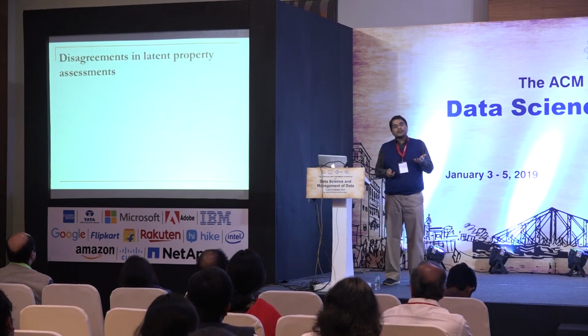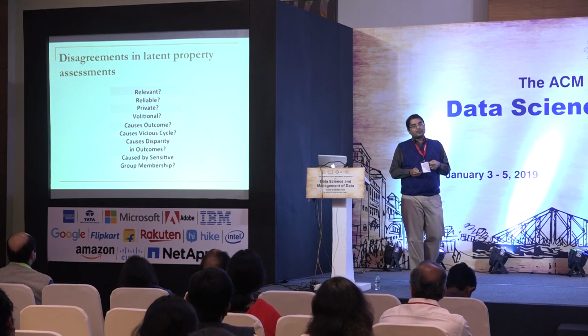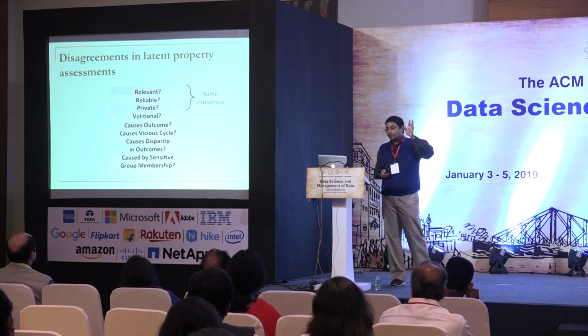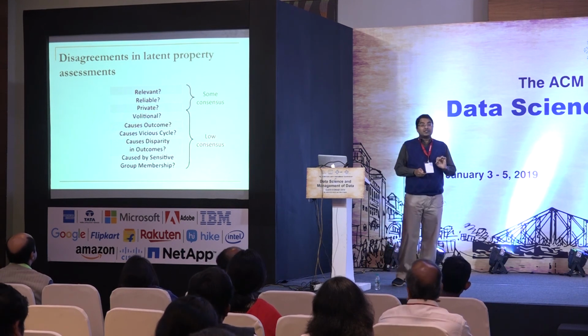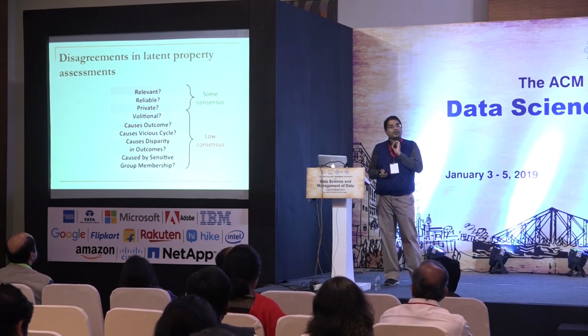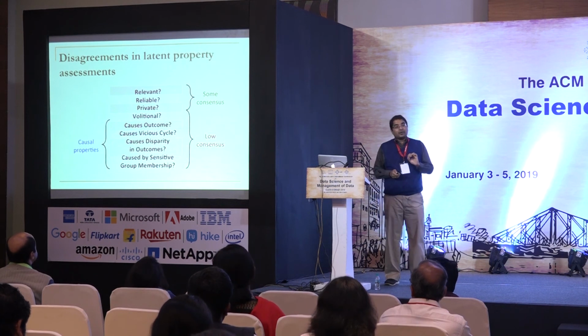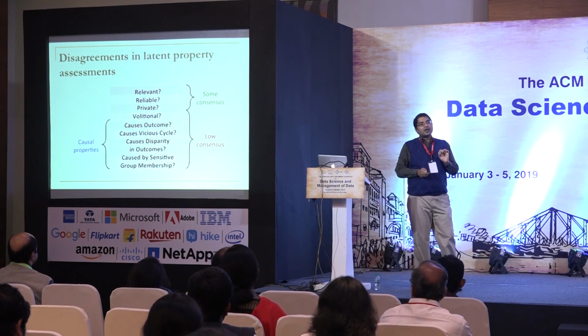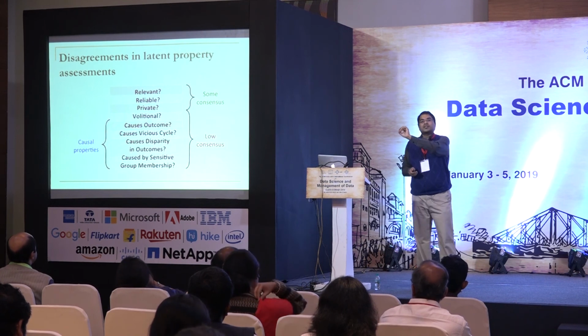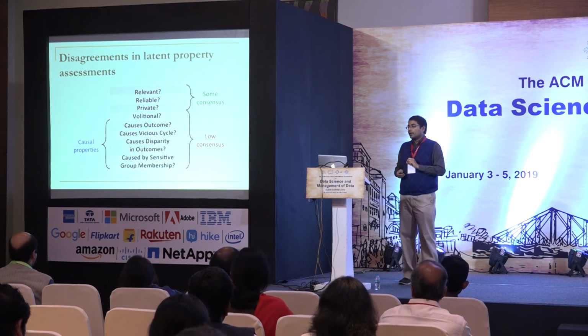Now, when we looked at the disagreements in the latent property assessments, what we found was that there was some consensus on certain of these latent property assessments, like relevant reliability and privacy, but there is extremely low consensus on a whole number of these assessments of latent properties. And the striking thing here is a lot of those disagreements are about the causal properties. That means whether a feature actually causes a particular outcome.